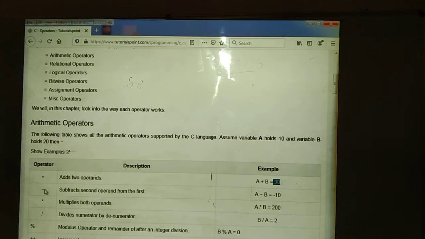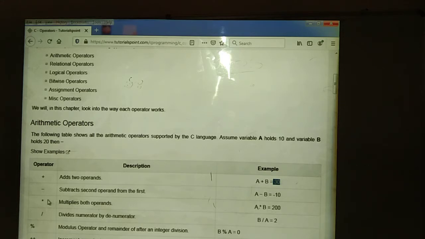Next, the minus symbol. Subtract the second operand from the first. The second operand, B, will be subtracted from A. So we need to write A minus B. Then the result will be what? 10 minus 20, so we are going to get minus 10 as the result.